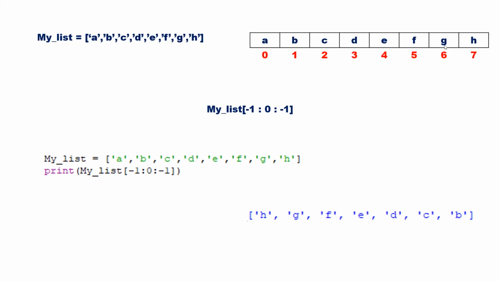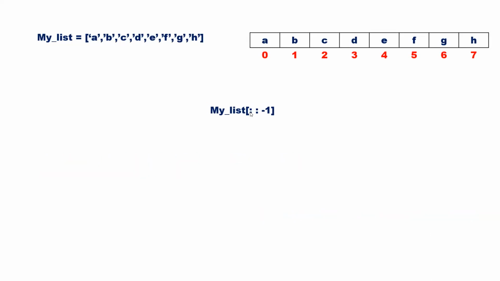Then -2. So this is the next value. Then -3, the next value. Like that we go up to 0. Here the end is not included. So we will get the values only up to B. The result of this will be H, G, F, E, D, C and B. In this case, we have not given the start position and the end position, and the step is given as -1.